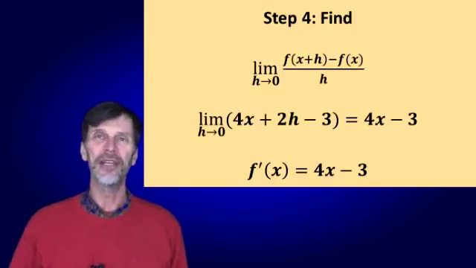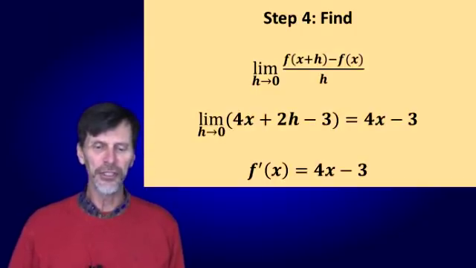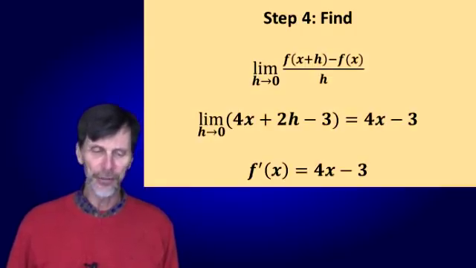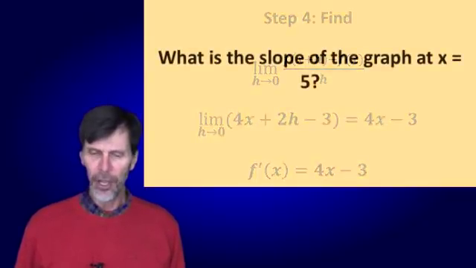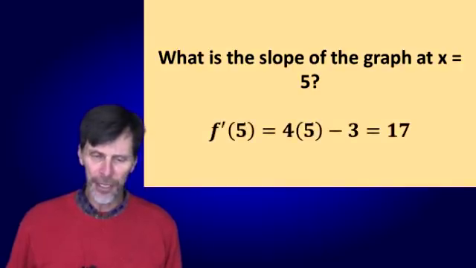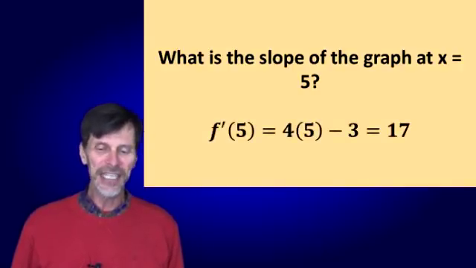What will that derivative give us? Well, in the short run, it'll give us the slope at every point. So if I were to draw the graph of 4x minus 3, and I were to ask, what's the slope of the graph at x equals 5, for example, all I would have to do is plug 5 into this first derivative formula, and I could find that the slope is 17 at that point.